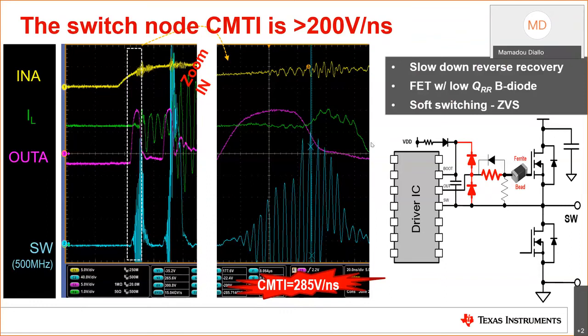So the key thing to remember from these is the switch node ringing and the switch node DVDT. You want to make sure you're slowing this down because not all drivers are rated at 200 volts per nanosecond. So it is a critical spec you want to watch out for when using a specific gate driver IC or a half-bridge gate driver. The zero volt switching previously mentioned is also another way to reduce the DVDT, which will prevent body diode losses on the low side.